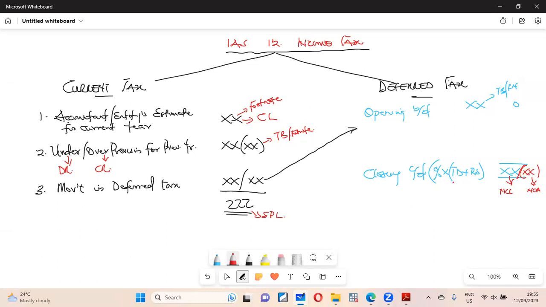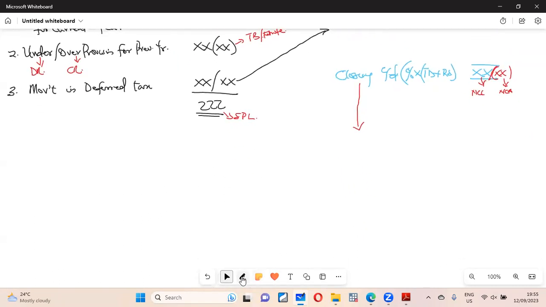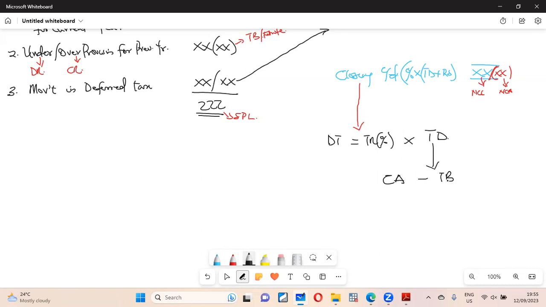Now, how do you find temporary difference? How do you do the deferred taxation calculation for this closing one? Understand the fact that deferred tax, DT, is equal to the tax rate, TR, which is always a percentage rate, multiplied by your temporary difference, TD. Now, how do you find TD? TD is the difference between the carrying amount of an asset minus the tax base.